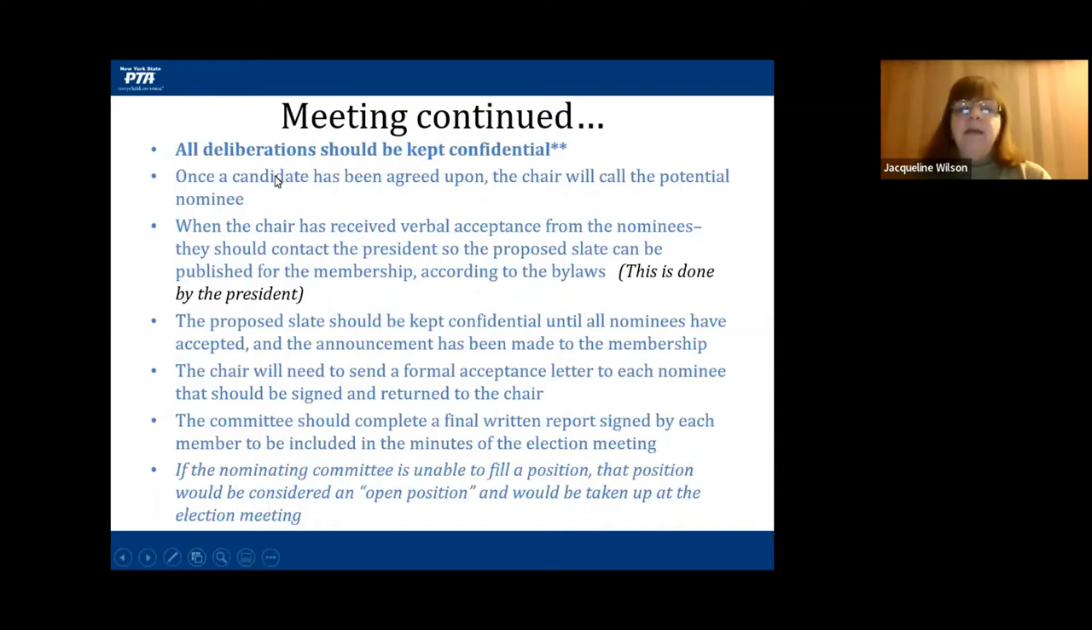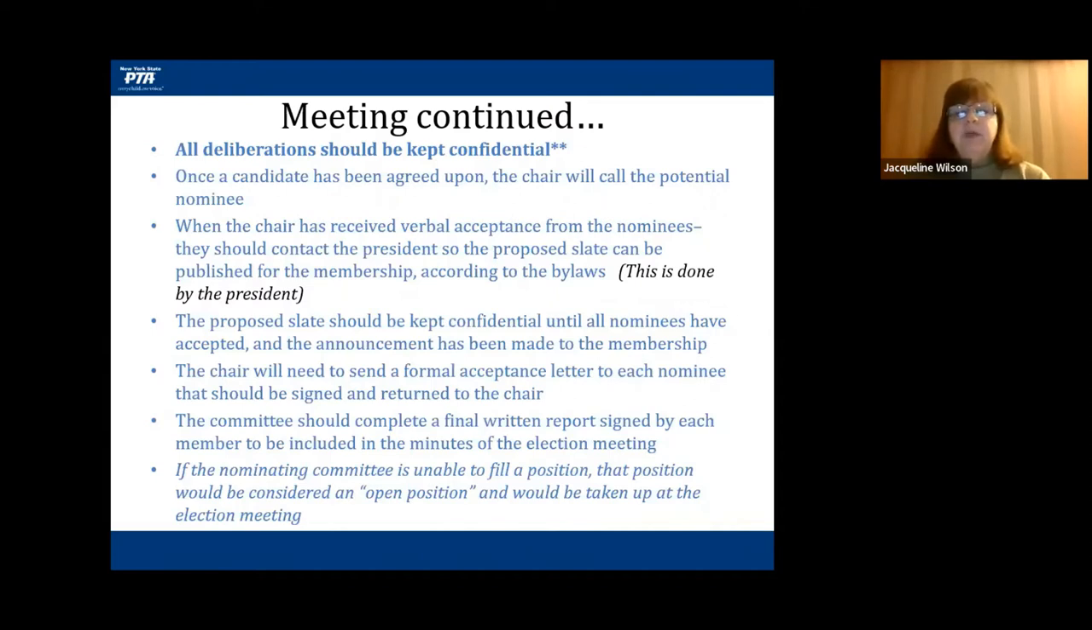So once a candidate has been agreed upon by the committee, the chair will call the potential nominee. When they have received verbal acceptance from all the nominees, they will contact the president so the proposed slate can be published for the membership according to the bylaws. This is done by the president. How do you publish it? You send it out via a newsletter, via Facebook, whatever way that you communicate with your membership, that is what you're going to do here.